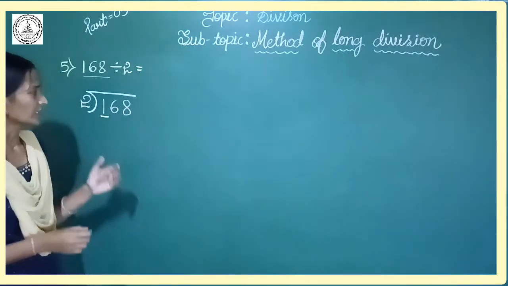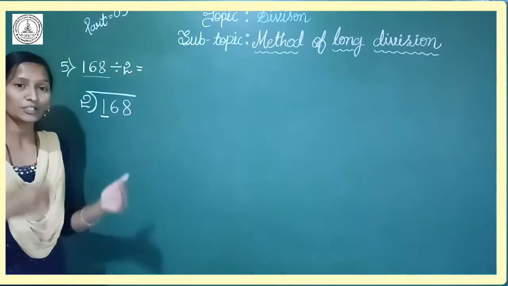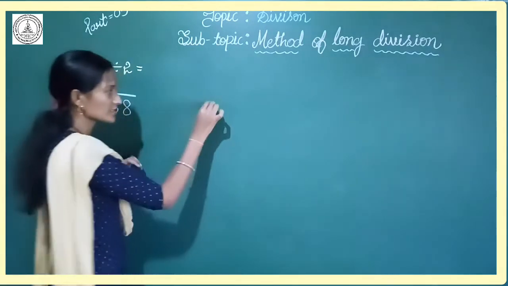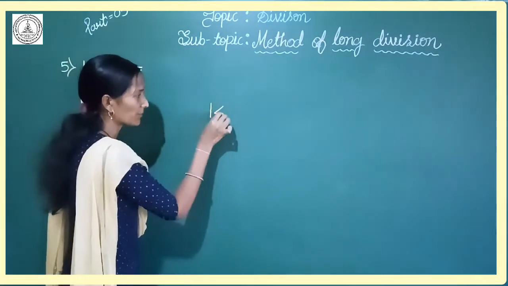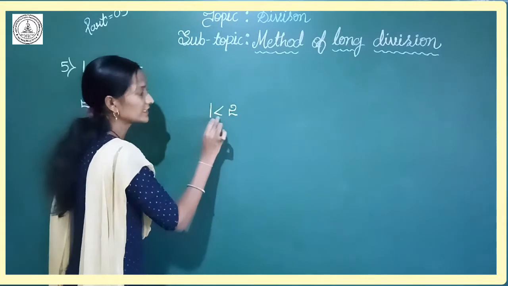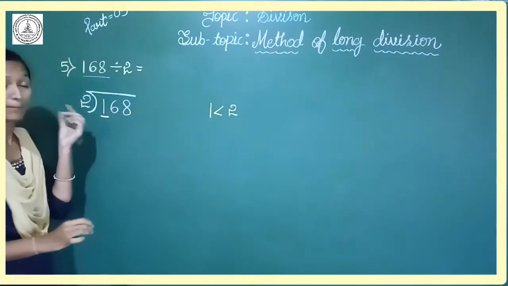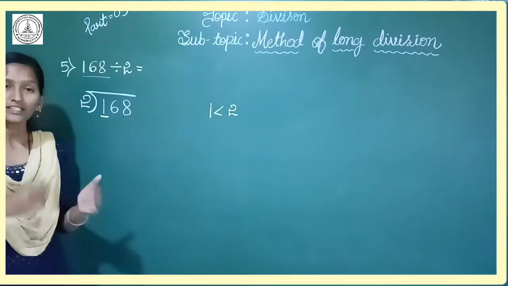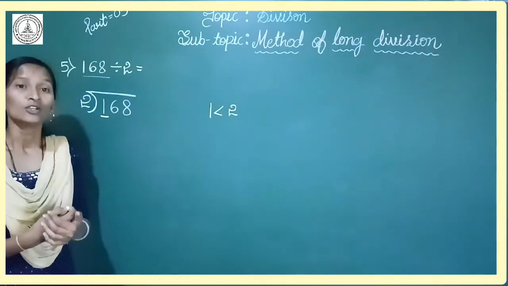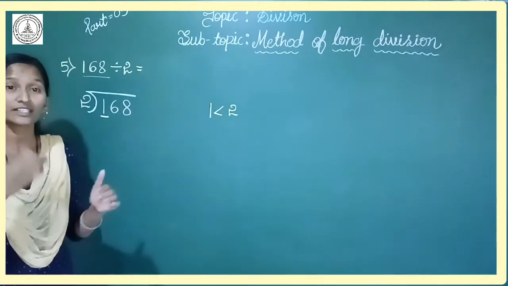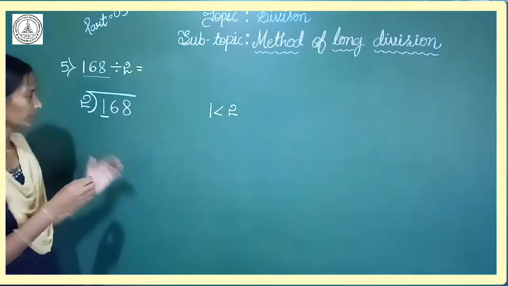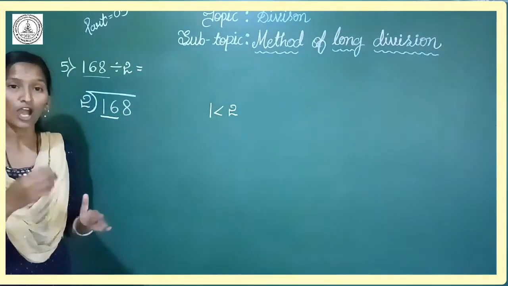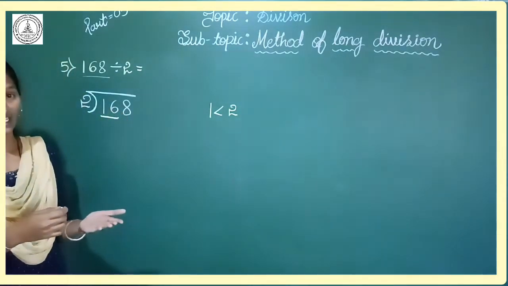Yes, in the table of 2, how many 2's are equal to 1? No, right? Because this 1 is a small number compared to 2. So 1 is less than 2. Here 2 is a big number. So 1 is a small number. Right? So at that time, what can we do? At that time, we can take the tens place number also. So now I am taking 16.